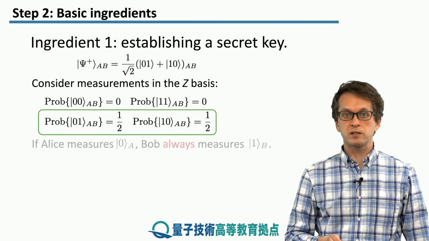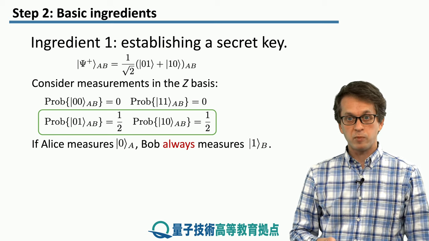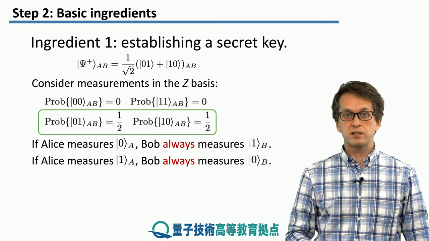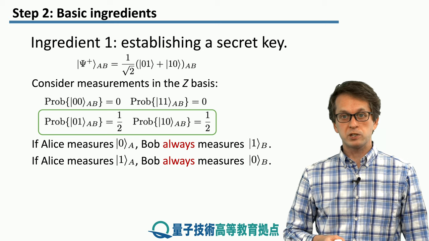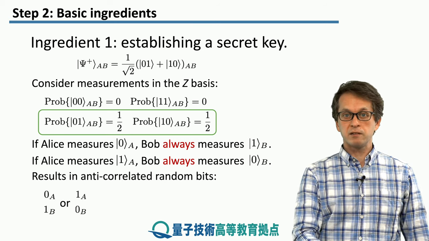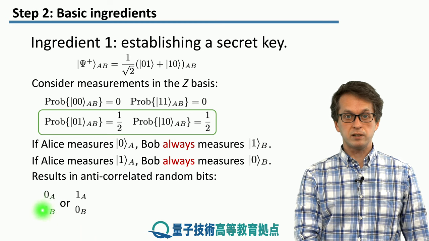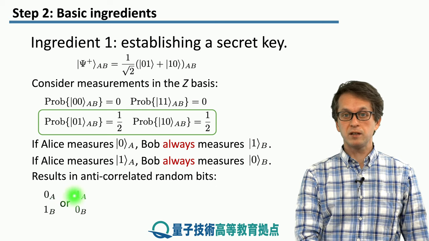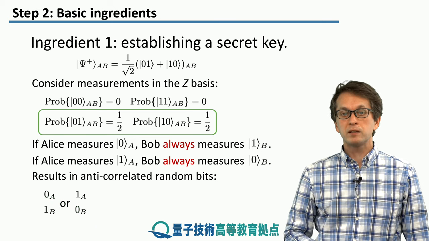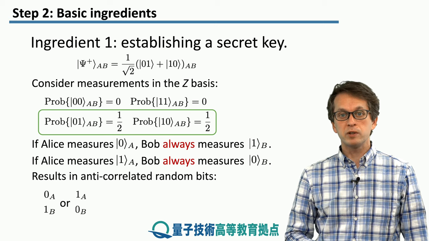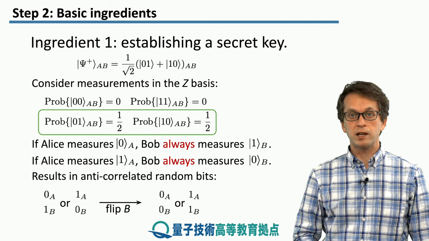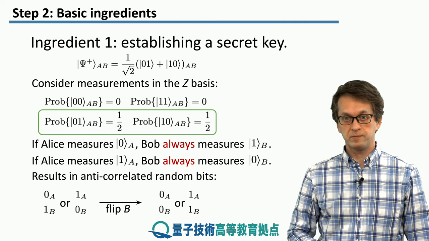So always when Alice measures 0 in the z basis, and Bob also measures in the z basis, she knows that he always gets the state 1. And vice versa, if she measures the state 1, Bob will always measure state 0. So in this case, the classical key that they get is anticorrelated as well, just like the quantum results. Alice either has 0 and Bob has 1 with probability 50%, or it's vice versa. But they know that they are both measuring in the z basis, so all that Bob needs to do is flip his bit, and they again establish a correlated secret random key which they can use to encrypt their data.